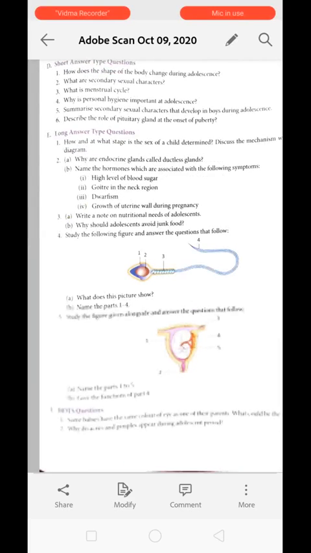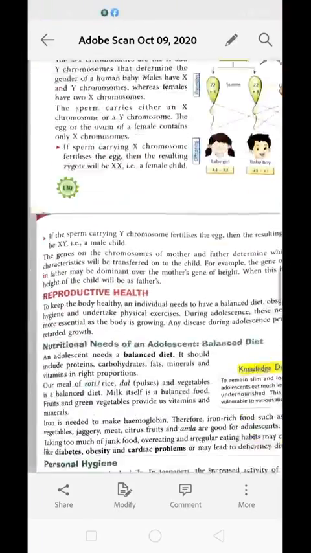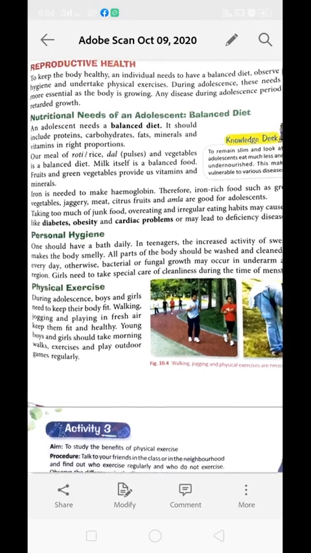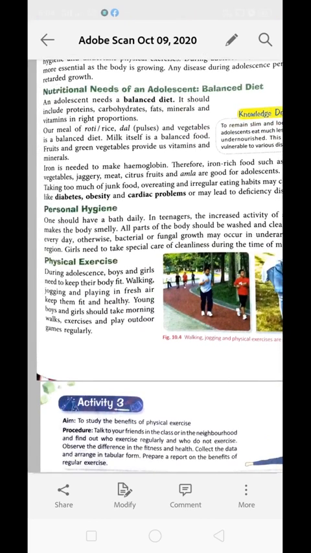Now next question. Why should adolescents avoid junk food? Adolescents always should avoid junk food. Why? Because it is not healthy to eat. Taking too much of junk food, overeating or irregular eating habit may cause diabetes, obesity, cardiac problems. Hence they should always try to avoid these kind of junk food. Next question.